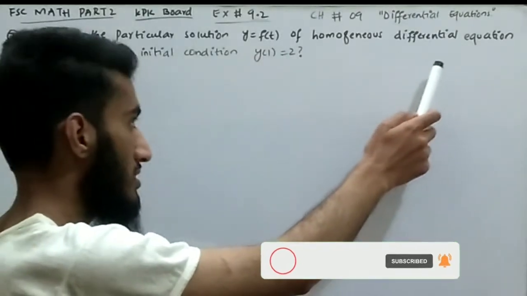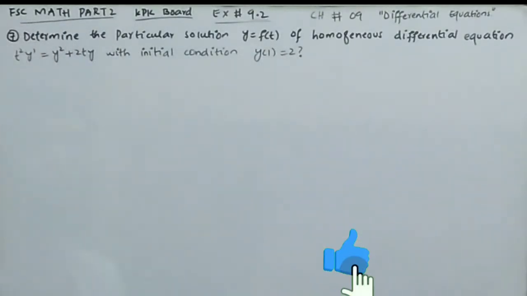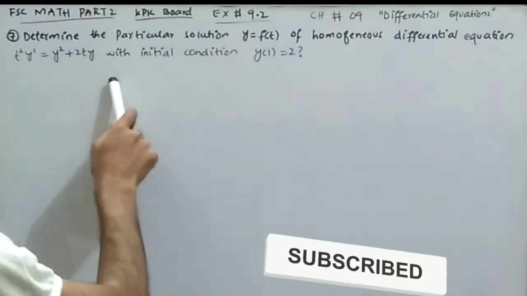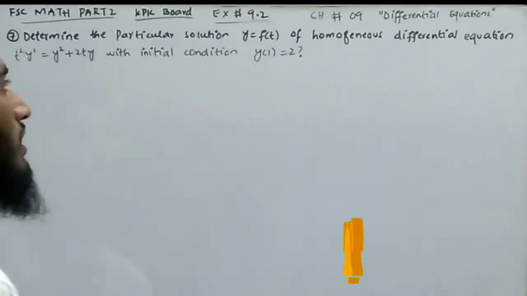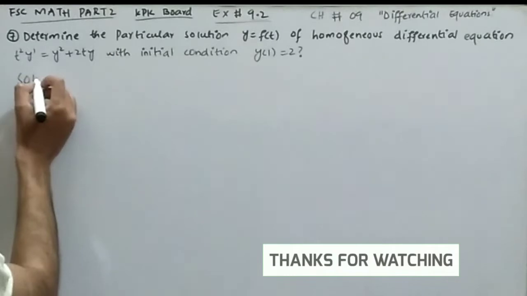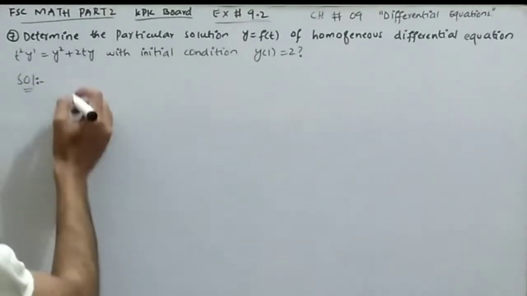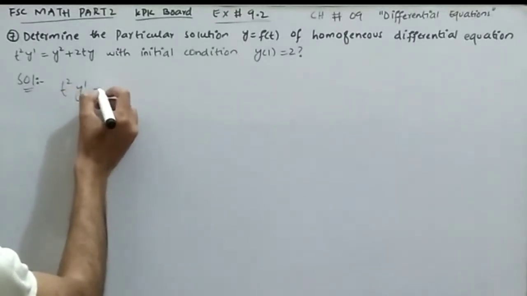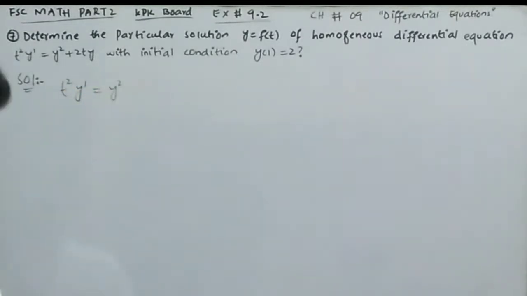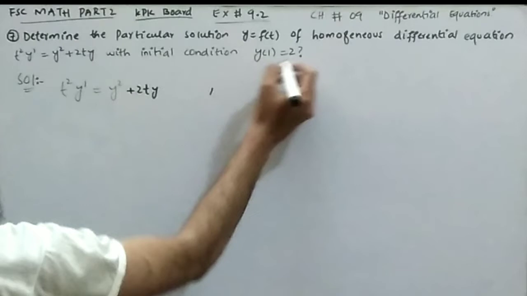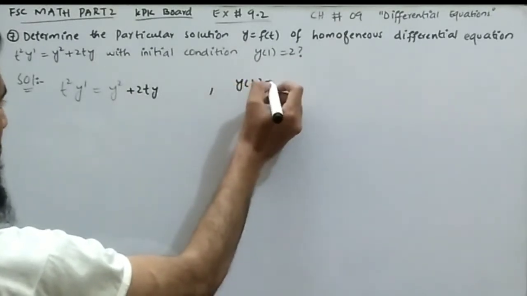of the homogeneous differential equation t square y ratio which is equal to y square plus 2ty with the initial condition y of 1 is equal to 2. Move to solution. We are given with the homogeneous differential equation t square y ratio which is equal to y square plus 2ty. Also we are given with the initial condition y of 1 is equal to 2.